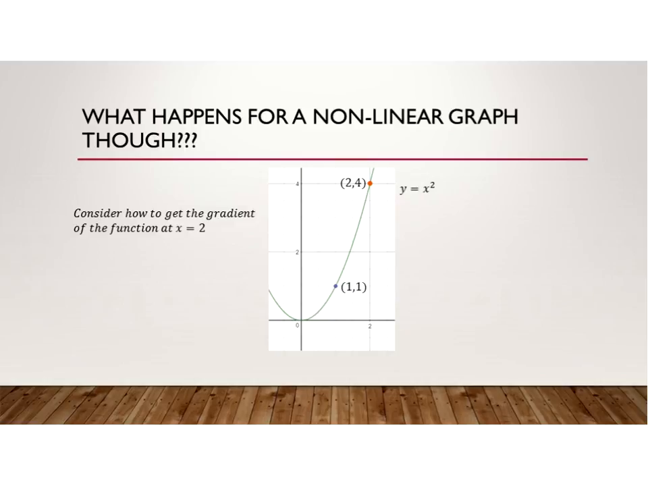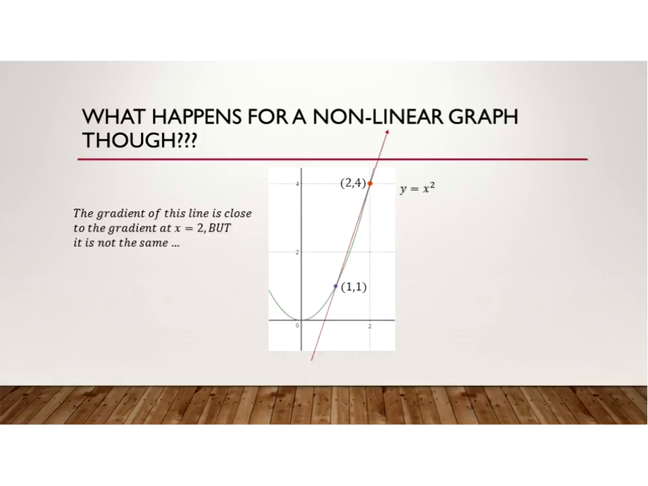So let's think for a second, how do I get the gradient of this function y equals x squared at x equals 2, at that point right there, the orange one? If the gradient at that point is in fact a line which is the tangent, hang on, turn the light on. All right, can you get it? Sorry about that.